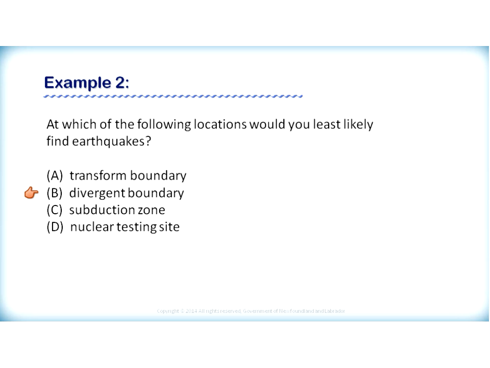Where we see very mild earthquakes, if any earthquakes, will be associated with divergent boundaries. So the answer to this question, which location would you least likely find earthquakes? The answer would be B, divergent boundaries.